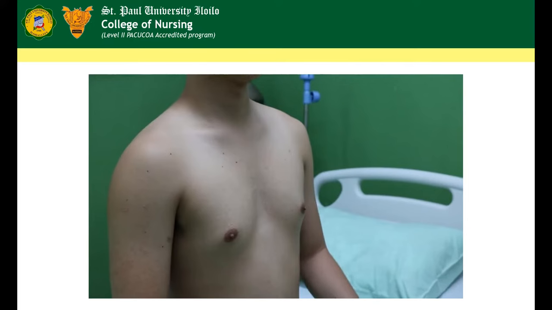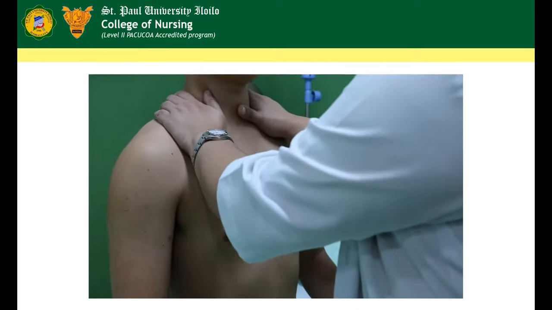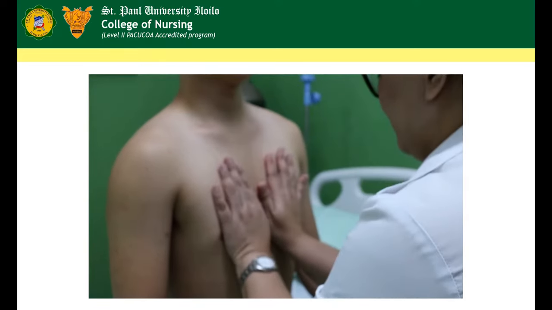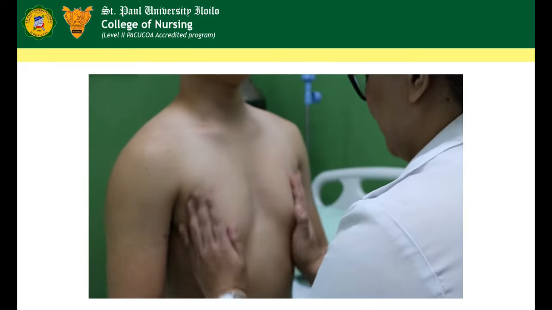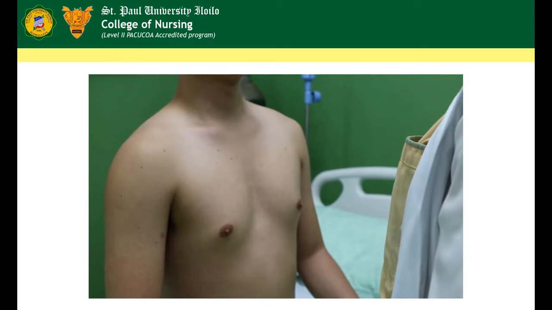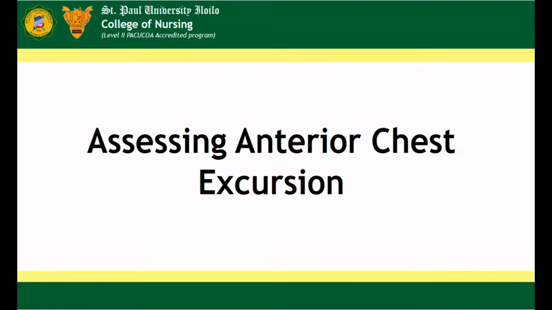Assess for tactile fremitus. Anteriorly, place palmar surface of fingers on auscultation sites and simultaneously ask the client to repeat 99 while palpating. Compare right and left sides. 99. Move the hands down 2 to 3 inches apart.